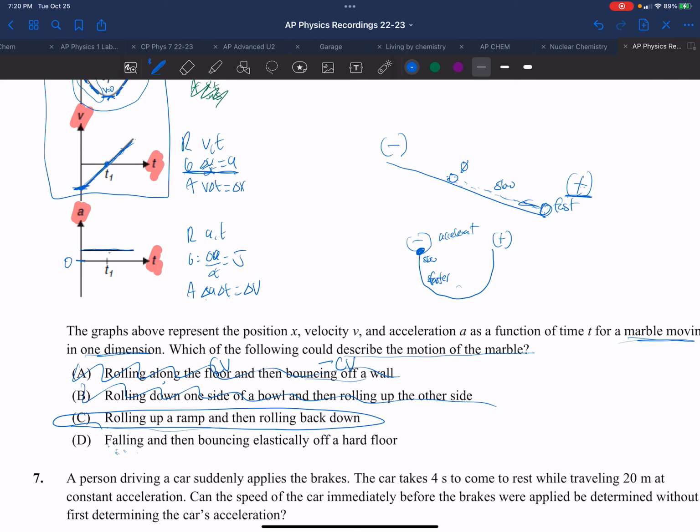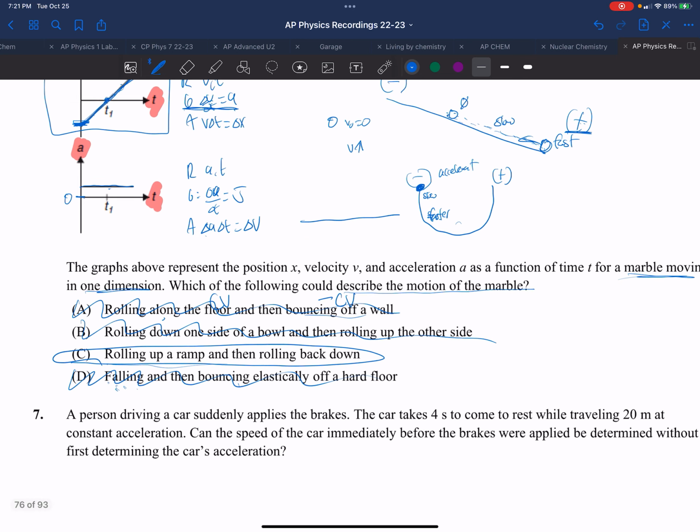We have something falling, then bouncing elastically off a hard floor. So this is something, if we drop it, its V0 is going to be 0, and then the velocity is going to increase. And again, that's the opposite of what we see. We start out with a fast velocity that goes to 0. This is the opposite. So that's why we're at choice C.